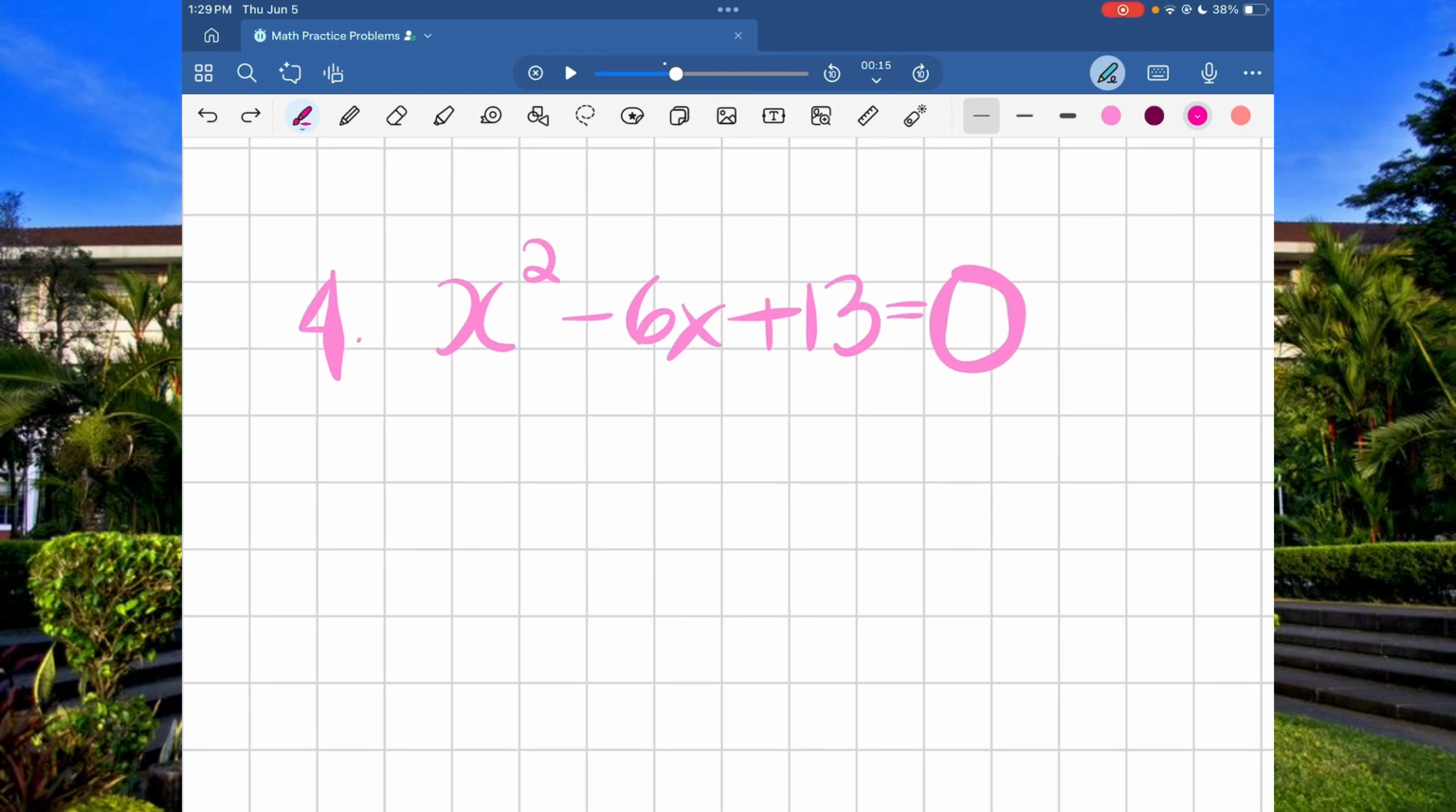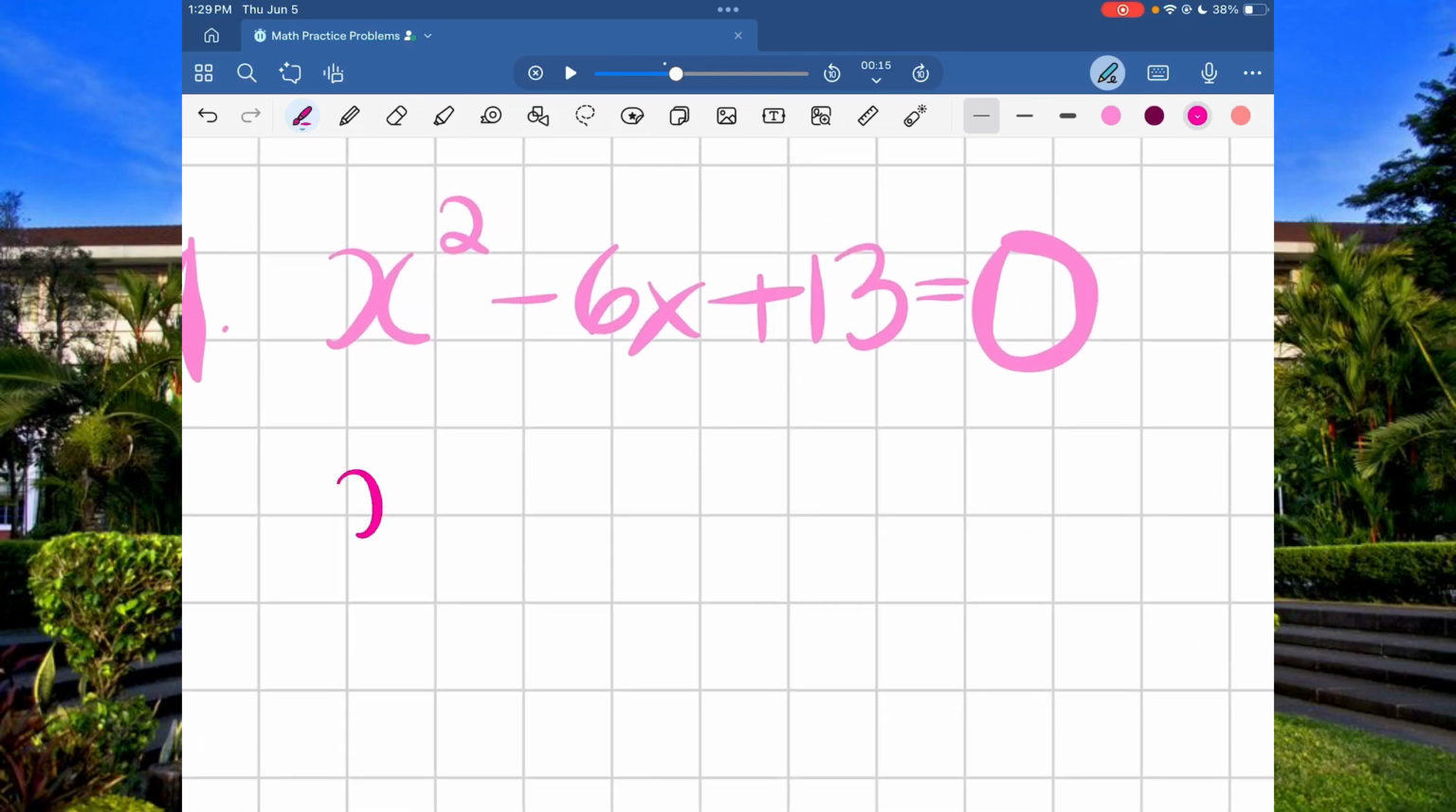So we have this problem: x squared minus 6x plus 13 is equal to 0. So I'll just rewrite that here.